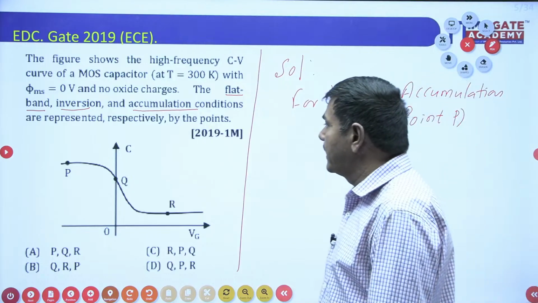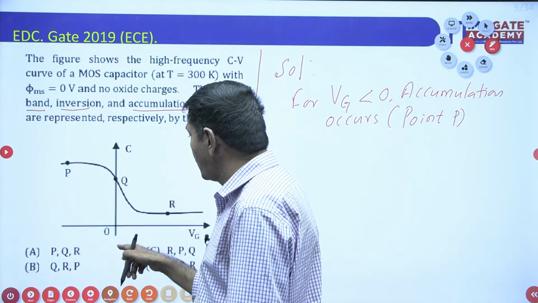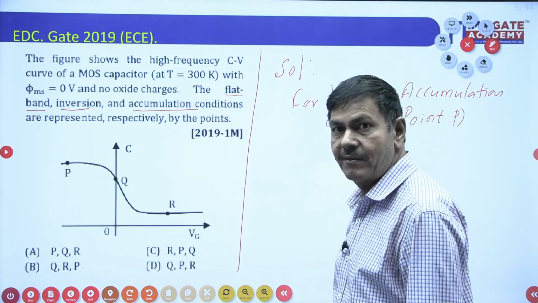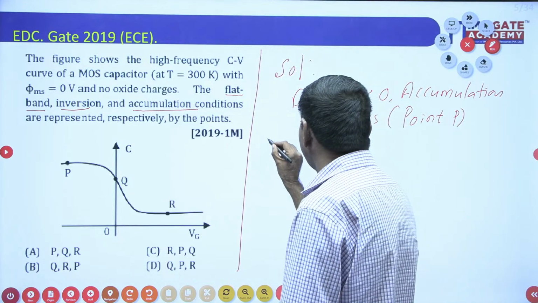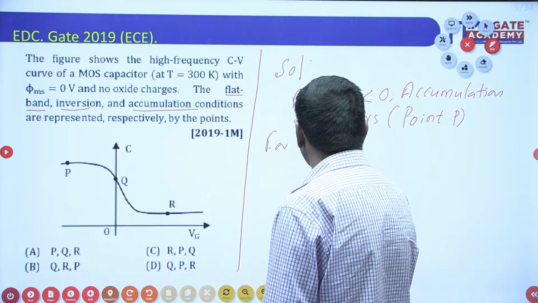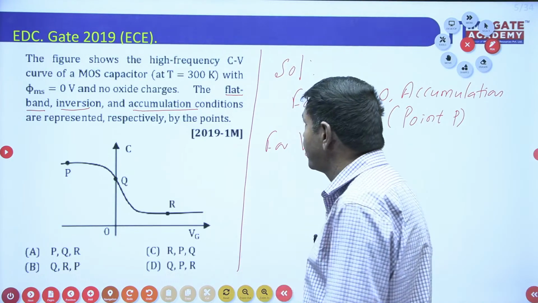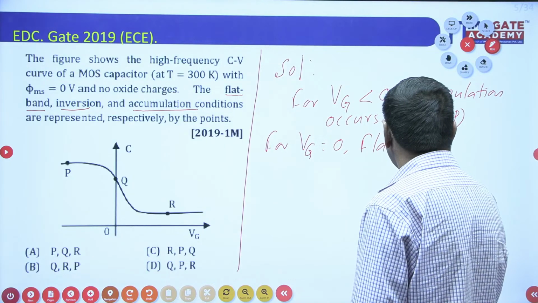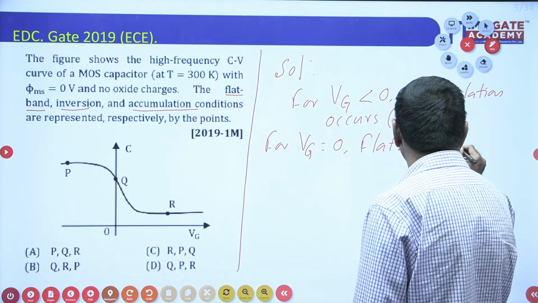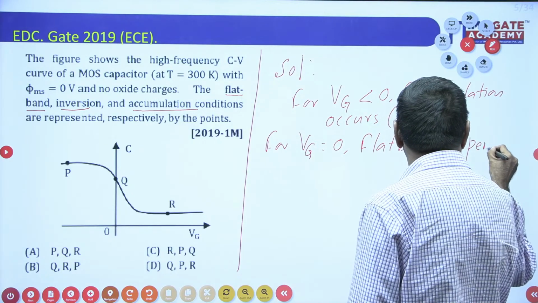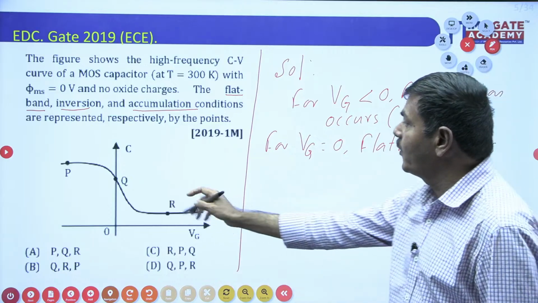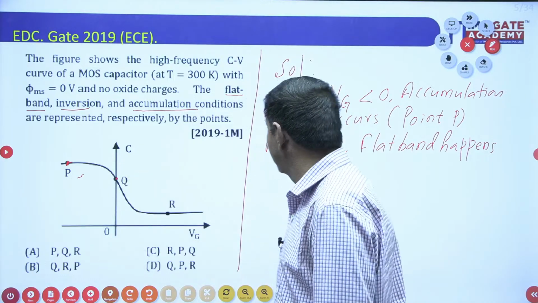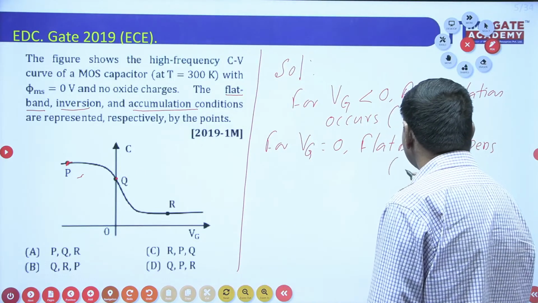Suppose you are maintaining, as per the given diagram, VG equal to 0 voltage. If VG equal to 0 voltage, that is called a flat band. For VG equal to 0, the flat band happens, which means the Q point only comes. The Q point is said to be flat band only. That is a flat band.